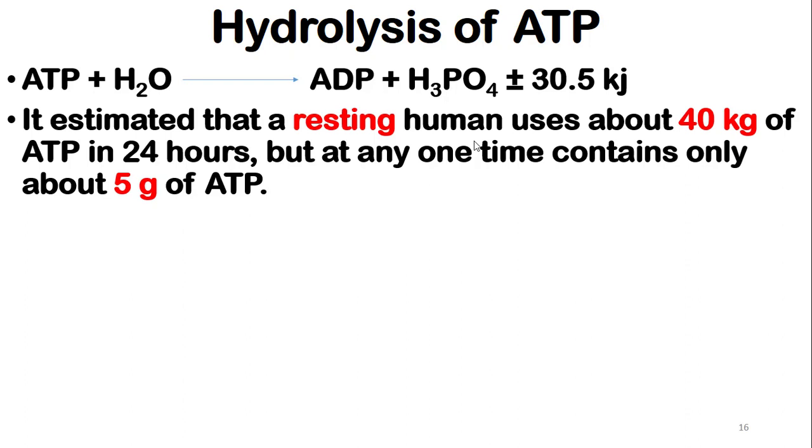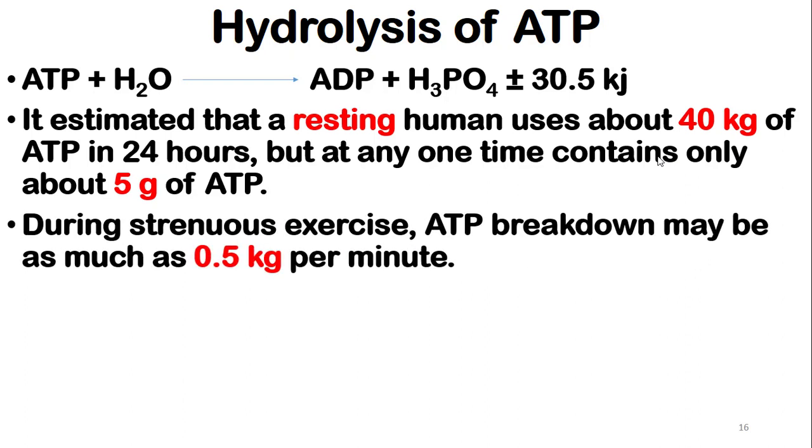Okay, and also 50% of the available energy is used by pumps in the cell membrane. For example, there are 3 different types of pumps, and those are sodium pump, potassium pump, and sodium potassium pump. These require smaller amount of energy, but there are millions of these pumps, and they use lots of energy to perform their job. Okay, during the strenuous exercises, ATP breakdown may be as much as 0.5 kilogram per minute.